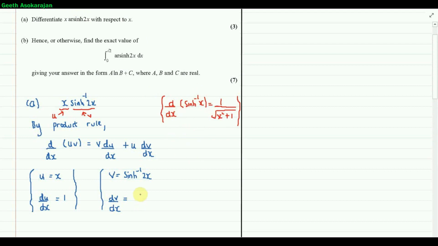Looking at this result, it's 1 over. If I replace the x by 2x, that gives us 1 over the root of (2x) squared plus 1, but you need to multiply by the derivative of 2x, the argument, in accordance with the chain rule. Now, d by dx of 2x is 2.